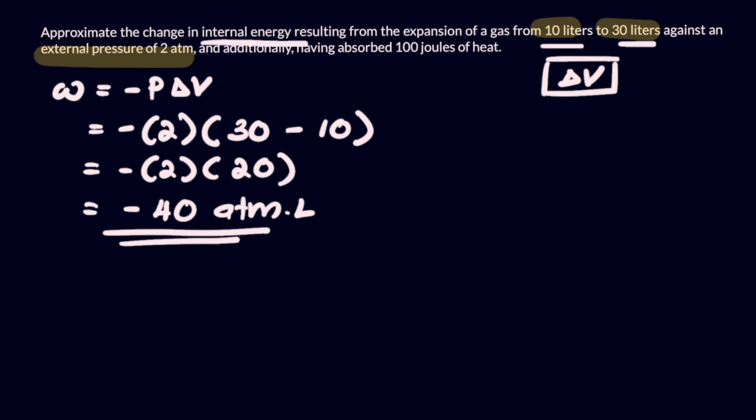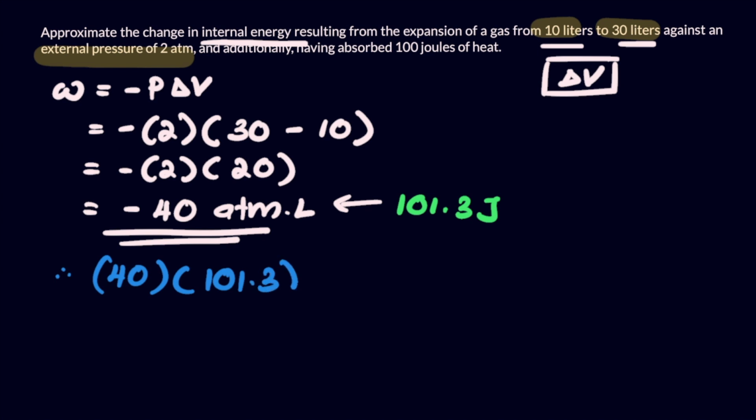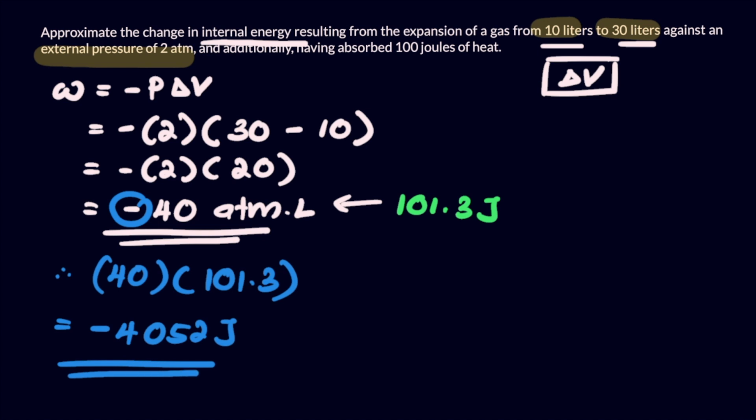So basically, when we want to calculate internal energy, the unit should be in joule. So what you need to do is to convert this. 1 liter atm, you need to convert into joule. 1 liter atm is equivalent to 101.3 joule. So what we need to do is 40 times 101.3, so you will get 4052 joule. And remember here we have negative, so we put the negative over there.